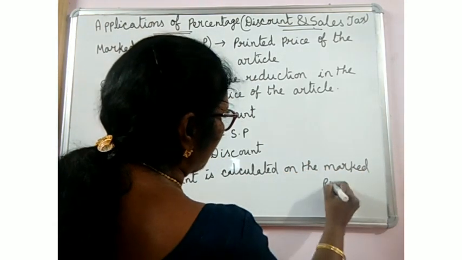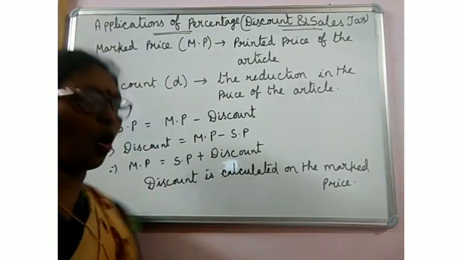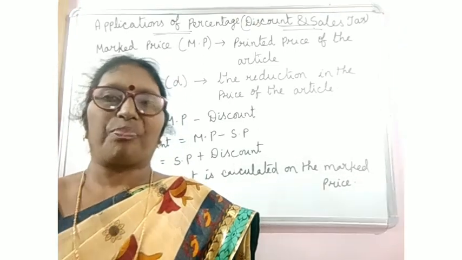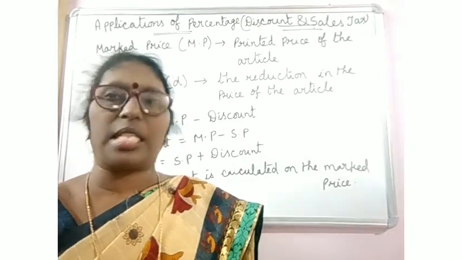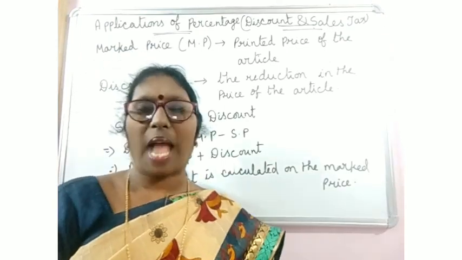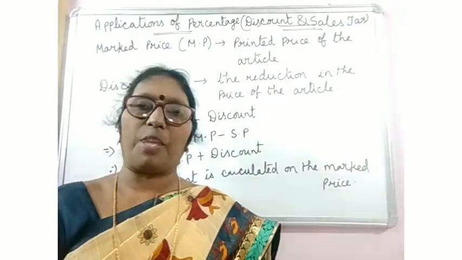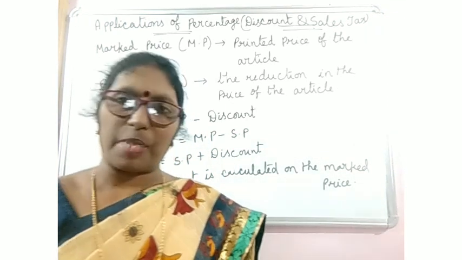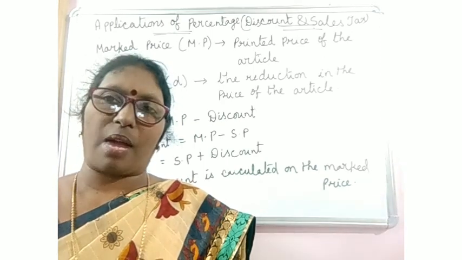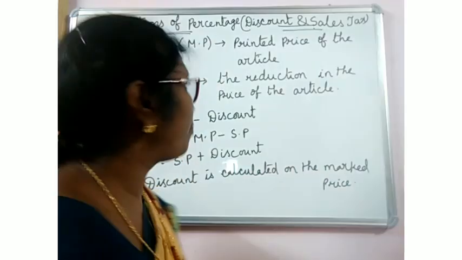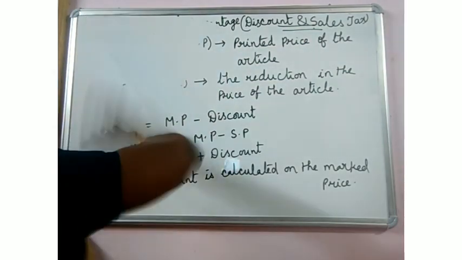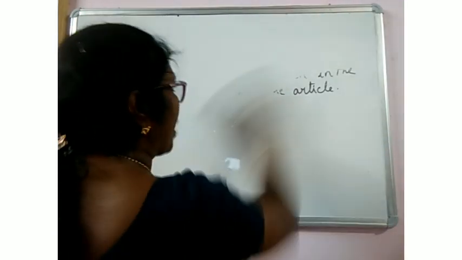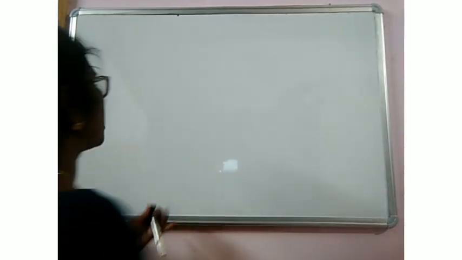Now, as I said, the article is marked for 500 rupees, with a 50 rupee discount, so the selling price of the article is 450. Sometimes discount will be given in the form of percentage, that means out of 100, like 10% discount or 5% discount. In the same way, if a percentage discount is given, you find how much discount, then you find the selling price.